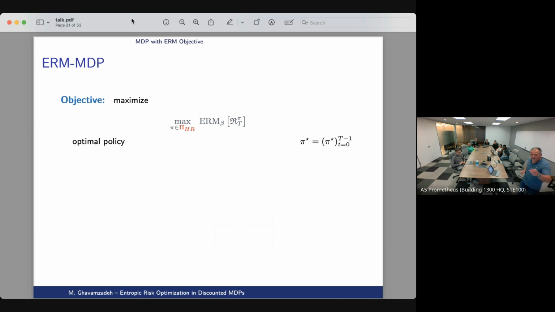Okay, so what is here? You are trying to find a policy such that the ERM at parameter beta of the return random variable is maximized. Right now, I put history-dependent randomized policies because I don't know where the optimal policy is, so I put the most general form. But I will show you that the optimal policy is actually in a much smaller class. You don't have to look at history-dependent randomized policies.